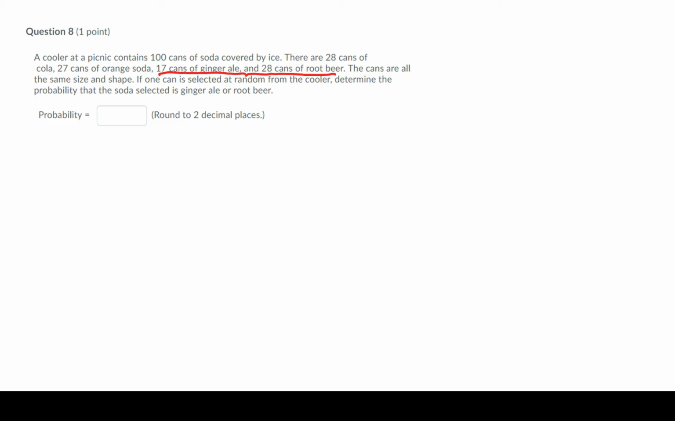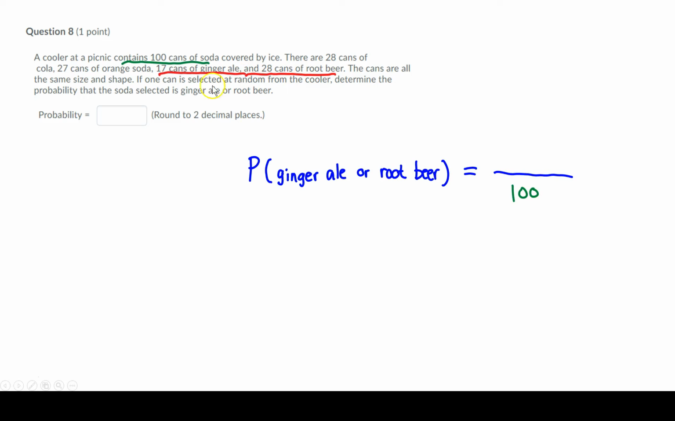And since it's a probability with an or statement, I'm going to take those 2 numbers for the top number. It's out of 100, since we have 100 cans. I'm going to add those 2 together, 17 plus 28, which is 45 out of 100, which is 9 out of 20, which comes out to be 0.45 exactly. So rounding to 2 decimal places, you do get 0.45. So it's not a very difficult problem.